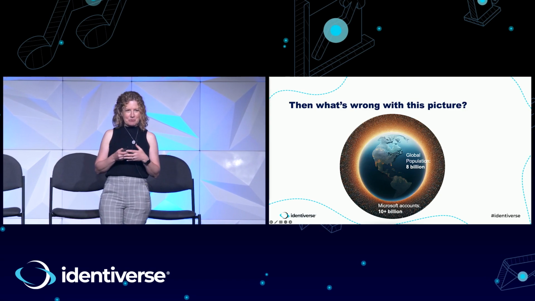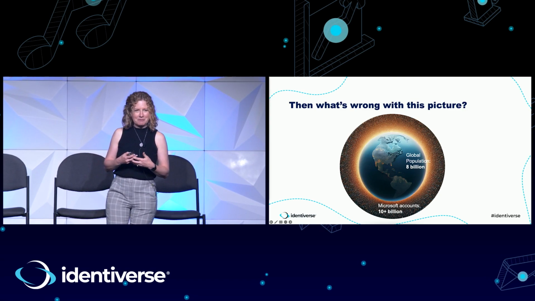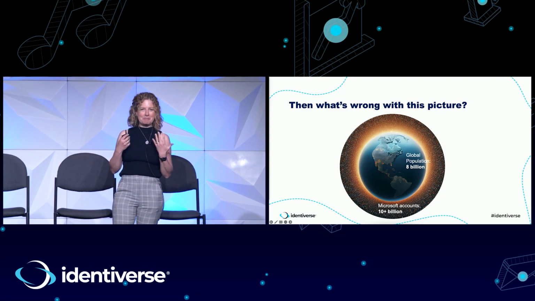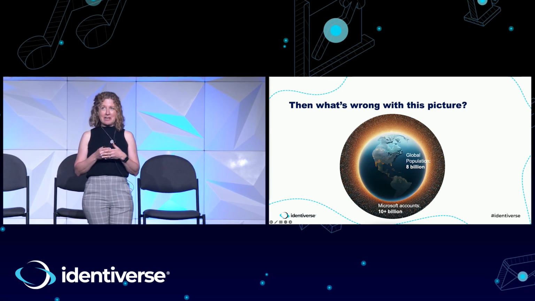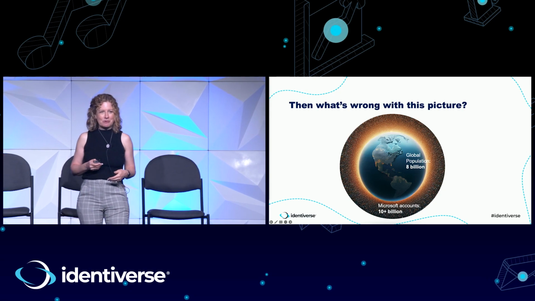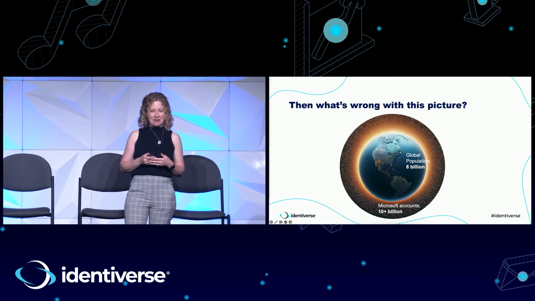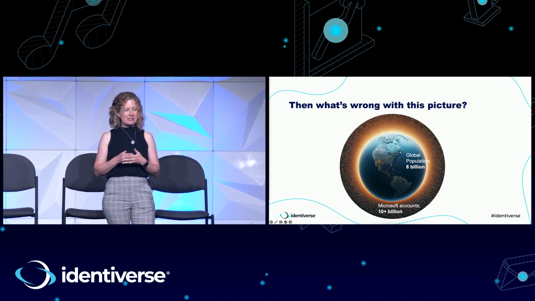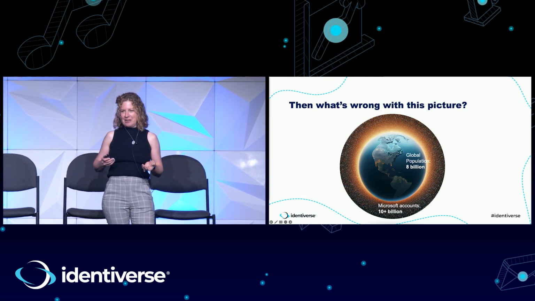So you can see in the middle a global population of 8 billion. And the circle around the outside represents, I'm just going to pick on Microsoft for a second, we have a really big consumer ecosystem. So our number of accounts, and counting now, 12 billion in 1, 12 billion in 2, 12 billion in 3, 12 billion in 4, somewhere between 10 and 12 billion on a regular basis. That's not good.